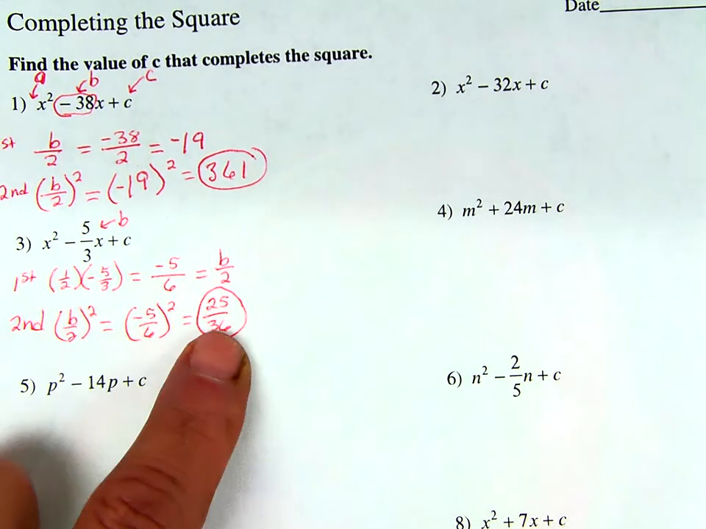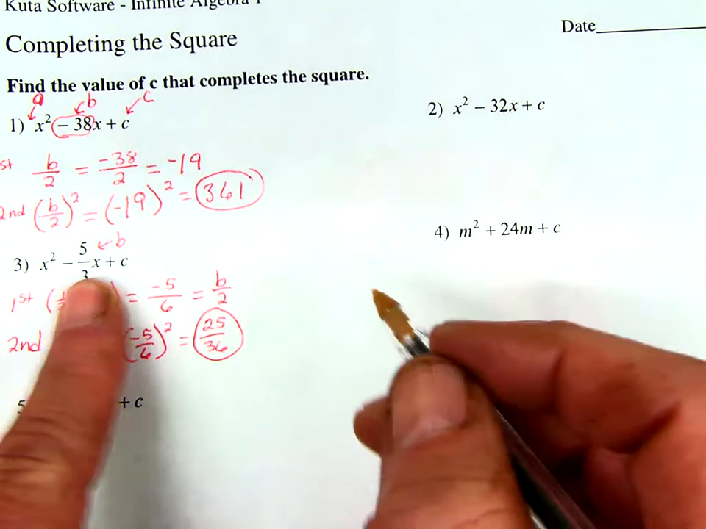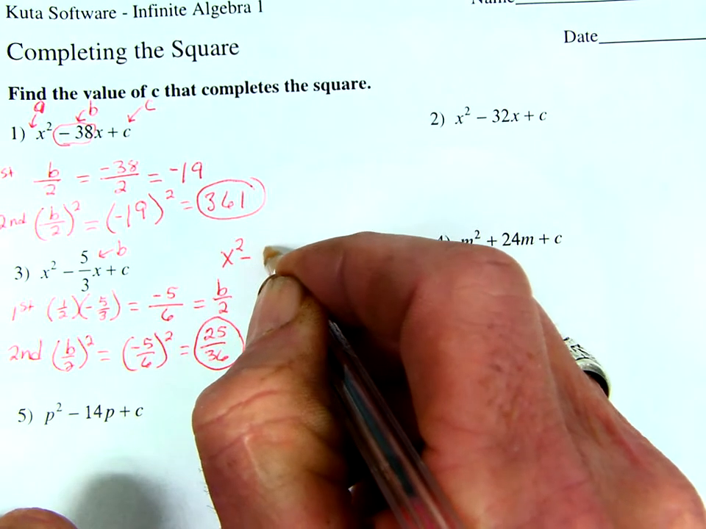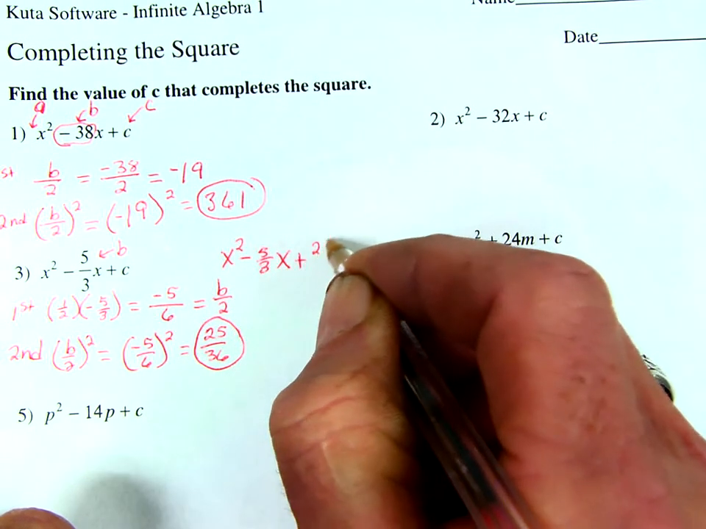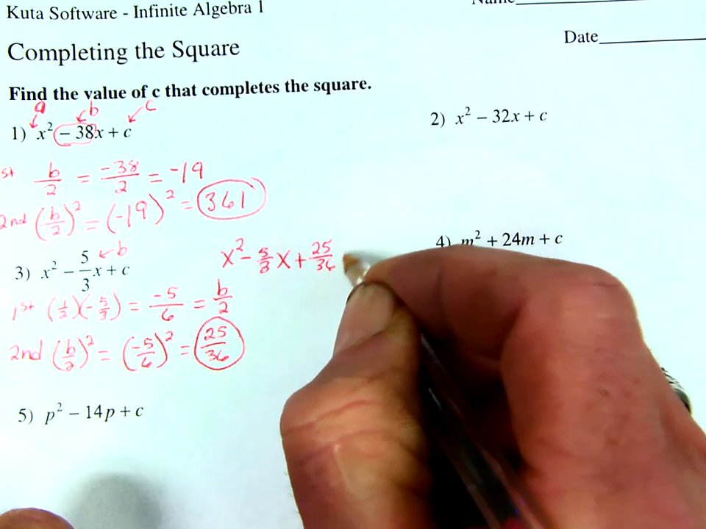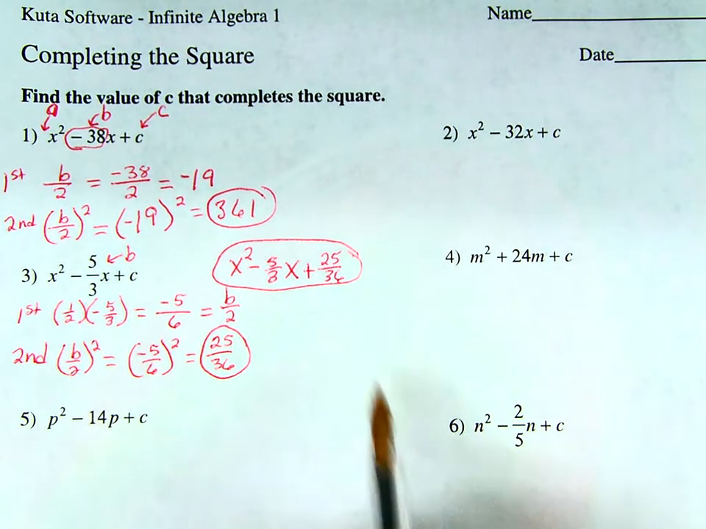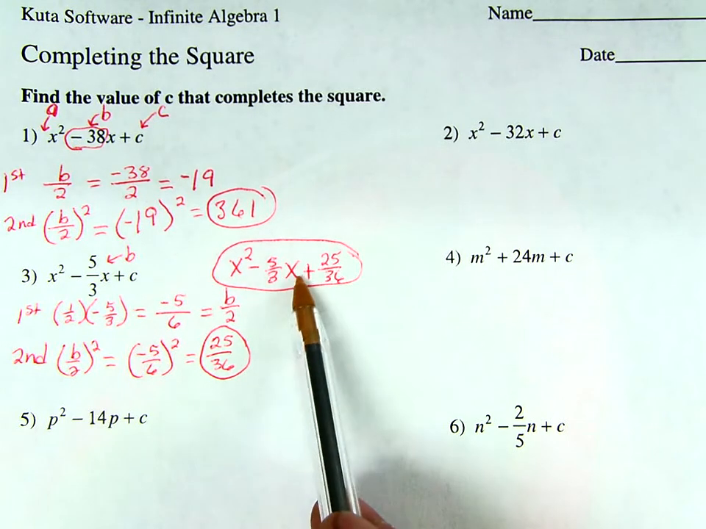So what does that mean? That means now that I can complete this expression as x squared minus 5 over 3x plus 25 over 36. That's not the answer. We're not asked to write it out like this, only to find the value of c, but this part is coming.